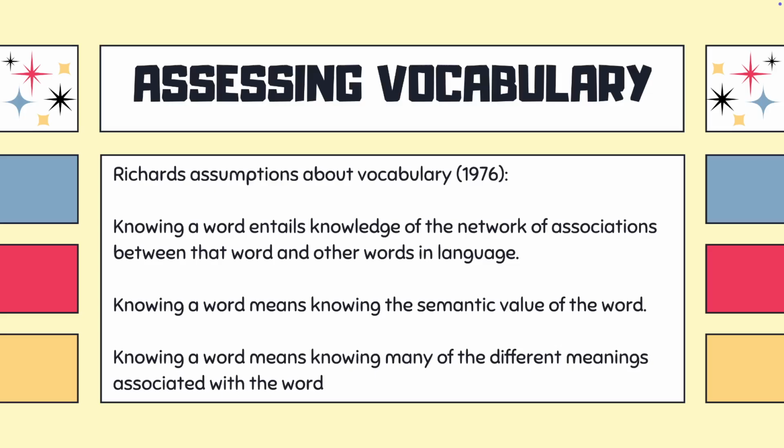Okay, it entails knowledge of the network of associations between that word and other words. It means knowing the semantic value of the word, and it means knowing many of the different meanings associated with the word. For example, if I ask you, what about the word dirty? What does the word dirty mean?